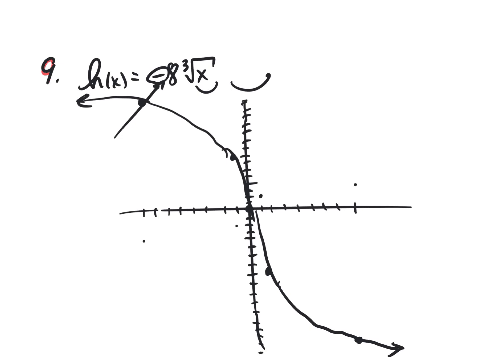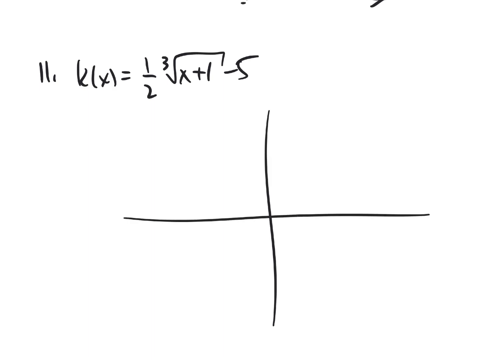And let's see, what else do I have? 11 is another graph. I think that's the last graph in this section, I think. So k is equal to 1/2 times the third root of x plus 1 minus 5. Right? Any plus or minus on the inside, left or right, opposite of the sign, so that would be left 1. Any plus or minus on the outside, up or down in the same direction, so down 5. So there's our starting point.